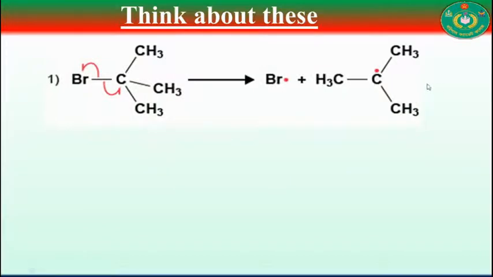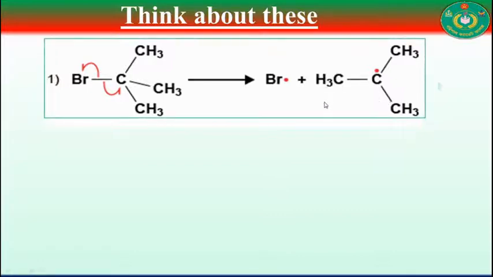Now think about this. In this case, what type of cleavage has taken place? It is confirmed that here each of the two electrons is equally distributed or equally divided between the products. That's why we can say that this cleavage is homolytic.